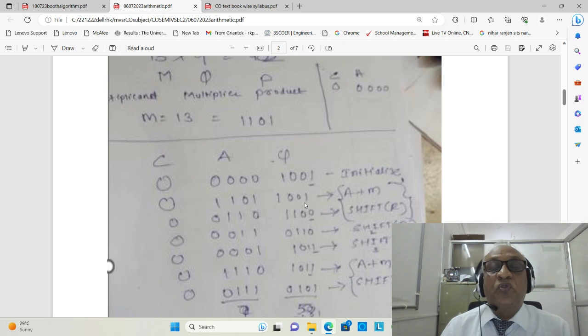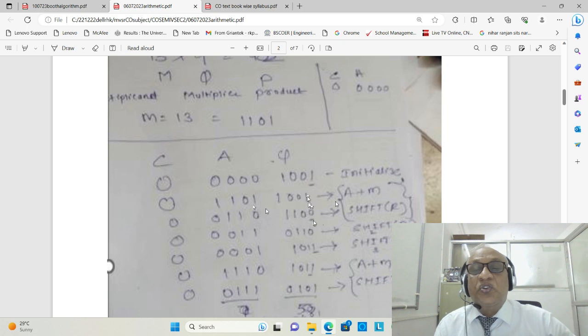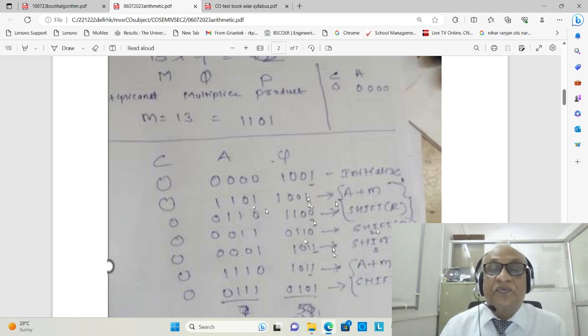Same thing, the rightmost bit is 1. So performing A plus M and shift right is one step. A plus M will be 1101 because the M value is 1101. Then you are going to shift it to right, so the rightmost one will be vanishing. Now if you look at the rightmost bit of this number, it is 0, so shift it to right. Again it is 0, shift it to right, so 3 steps are performed.